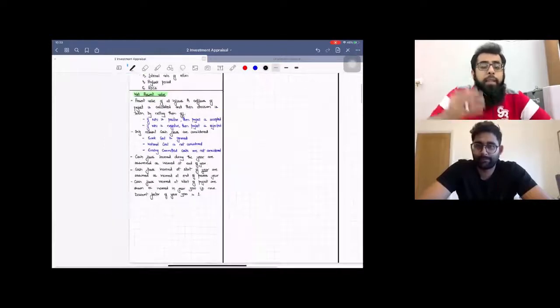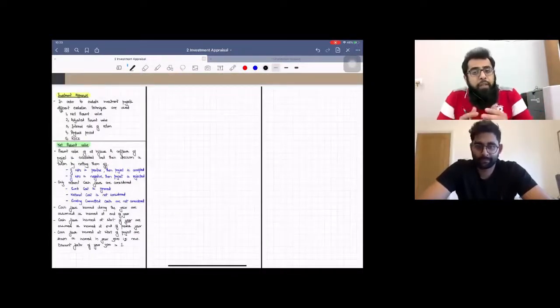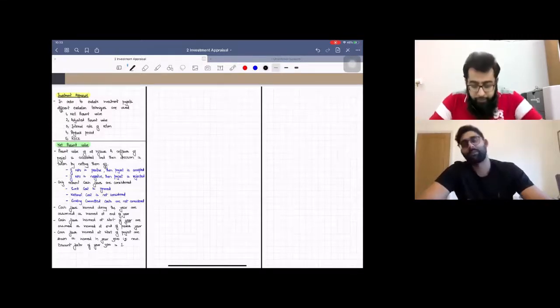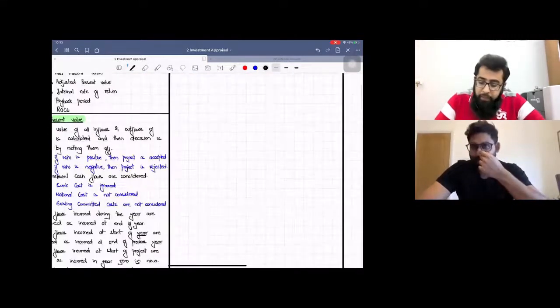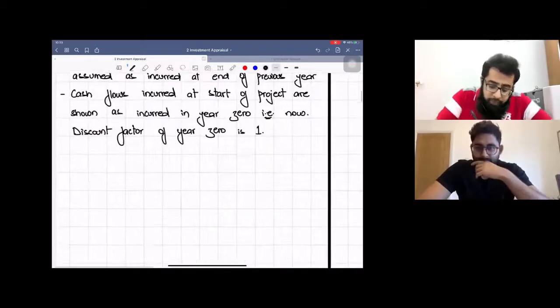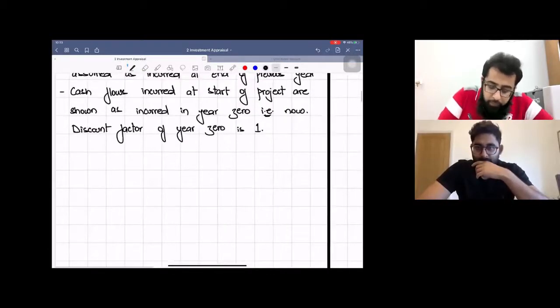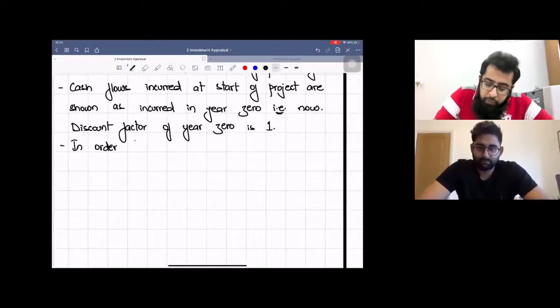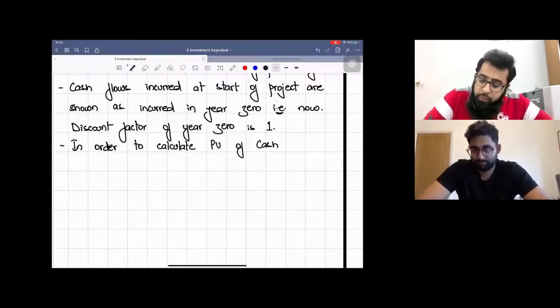What I'm doing is that I'm writing all the basic assumptions first, and then I'll do some questions with you so that your knowledge will get revised and you will have a complete study approach of solving an NPV question. Okay. Similarly, in order to calculate present values of cash flows, discount factors are used.